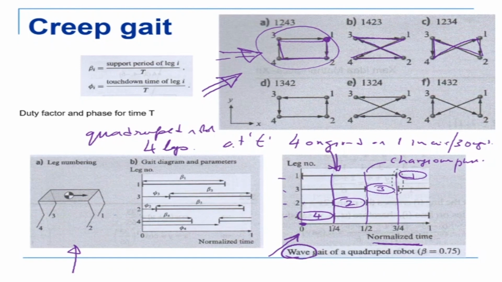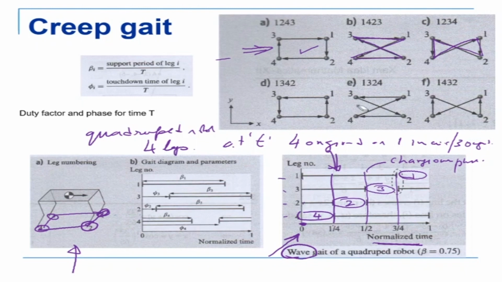Here basically what we are saying is that there are 4 legs. So which one is going to go in air? For example, let me take the first diagram here. The first one is in air, then the second one is in air, then the fourth one is in air. Then the third one is in air, and then it comes back like that. That is this one.